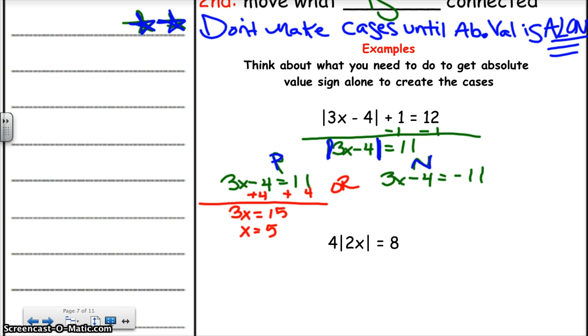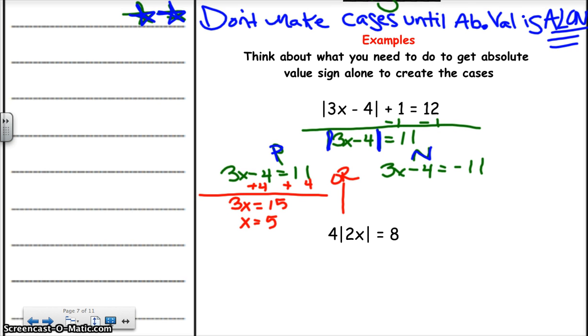Or the negative case. That's where I'm going to test our knowledge on integer operations. Add 4, and you get 3x is equal to negative 7. X is negative 7/3. Okay? My two cases. I did it.